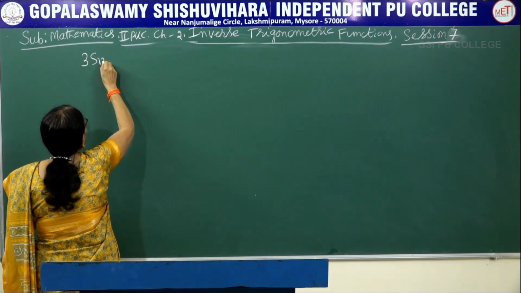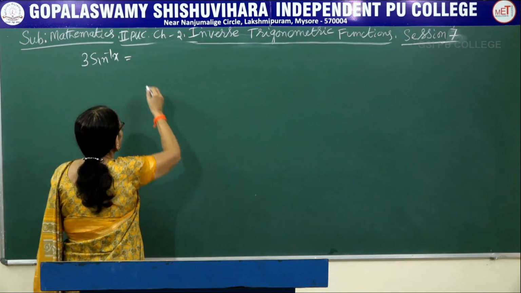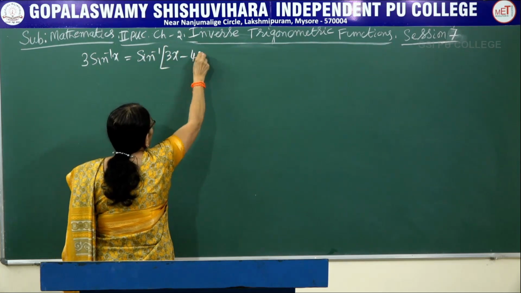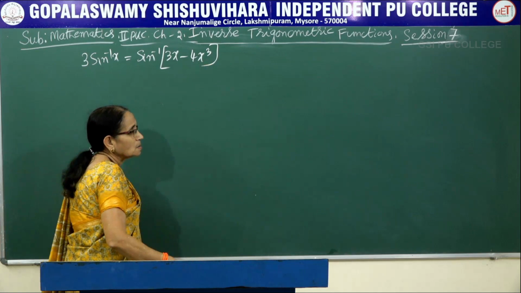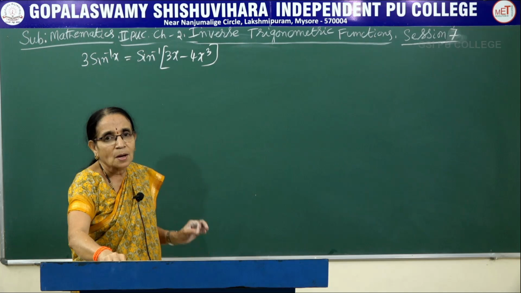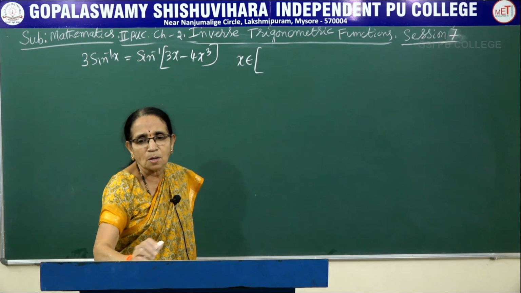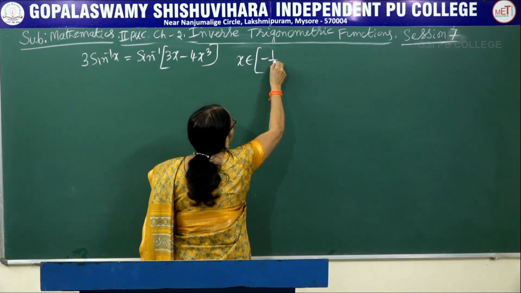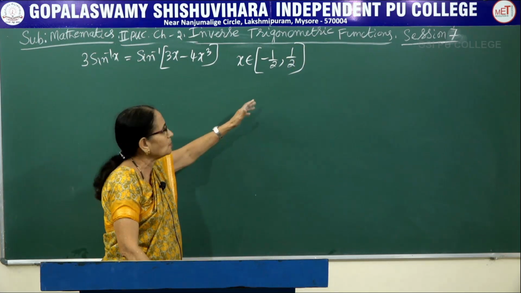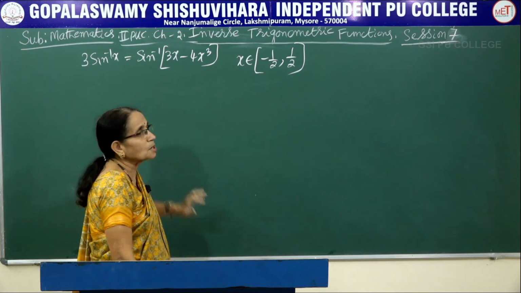3 times sin inverse x is equal to sin inverse of 3x minus 4x cube, x belonging to the closed interval minus 1 by 2 comma plus 1 by 2. So, when x takes the value between minus half and plus half, we are going to prove this result.